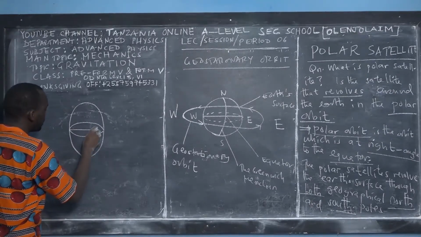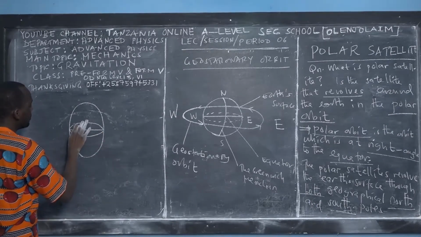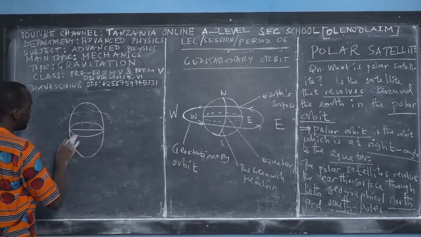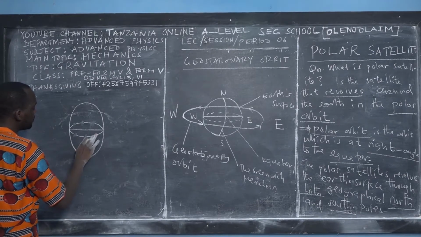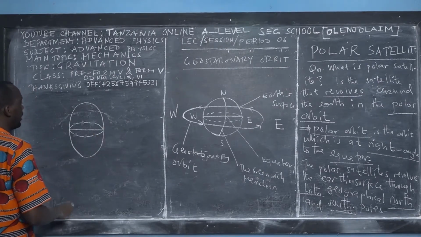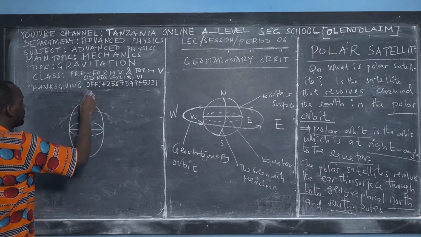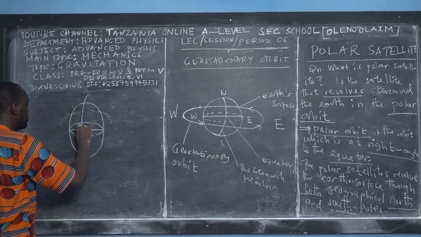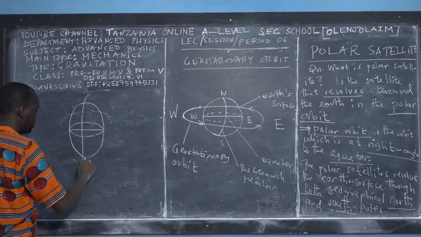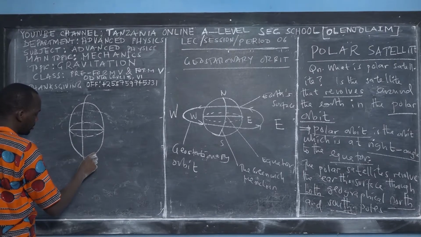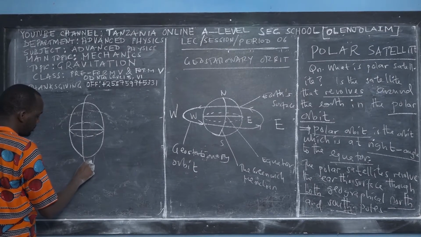This is the equator, and this is the plane for the equator. And then this is what we call the polar orbit.